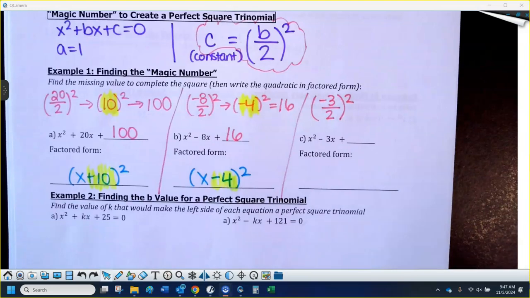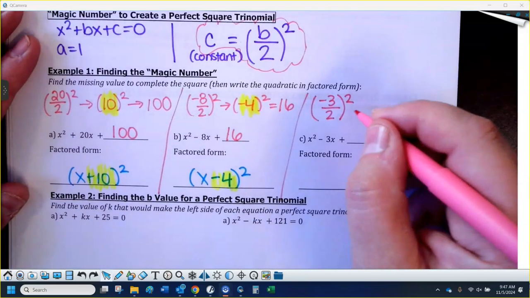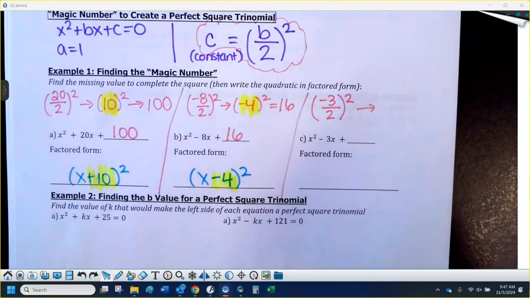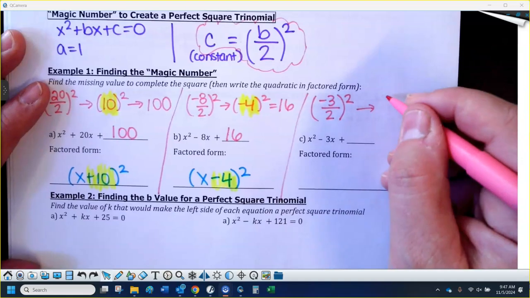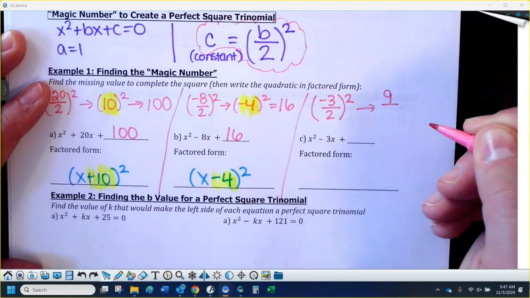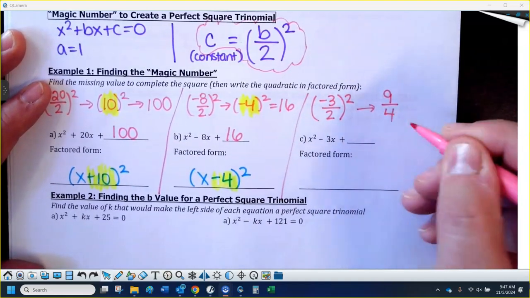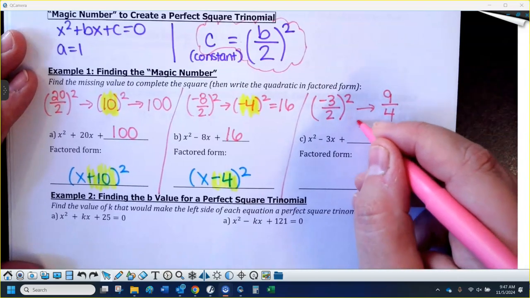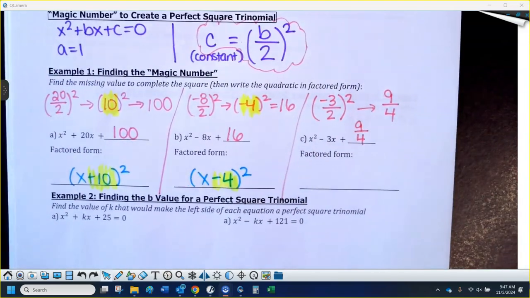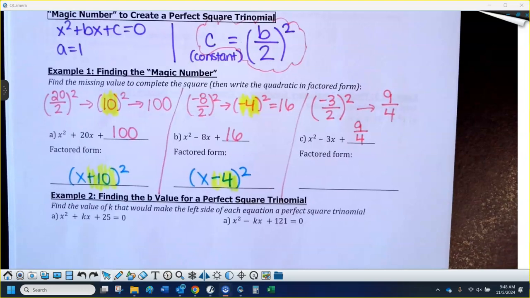However, unlike all the other questions we've done so far, I can't actually divide negative 3 by 2. It's a fraction that can't be reduced any further. I can't square it though. If I square that, I'm going to square the top and the bottom. So negative 3 squared would put a positive 9 on the top. 2 squared would put a 4 on the bottom. And I know this looks super weird, but that's how I would add and create a perfect square trinomial.